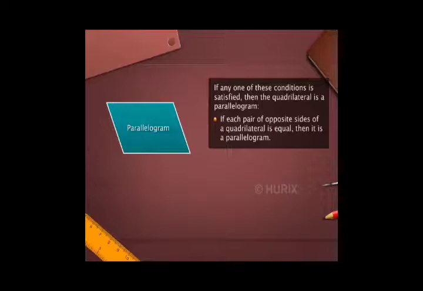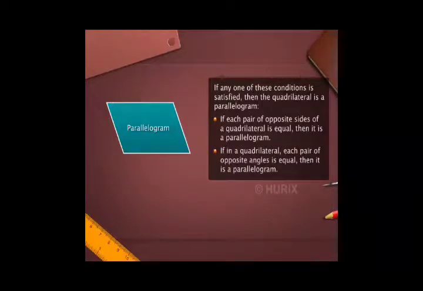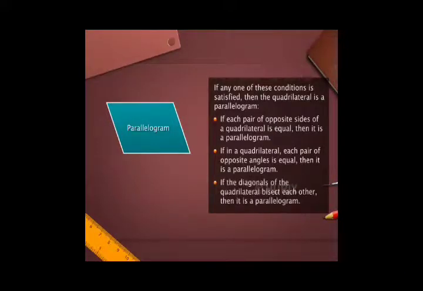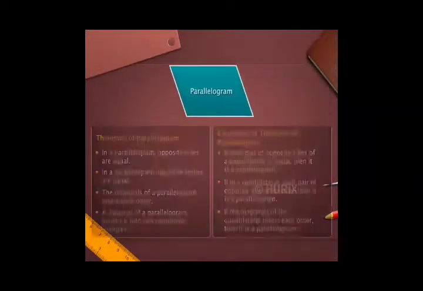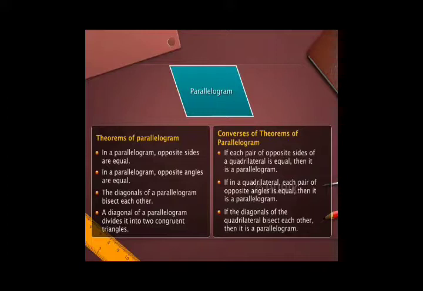is a parallelogram. If in a quadrilateral each pair of opposite angles is equal, then it is a parallelogram. If the diagonals of the quadrilateral bisect each other, then it is a parallelogram. In fact, these conditions are actually converses of the first three theorems. Let's now prove these converses one by one.